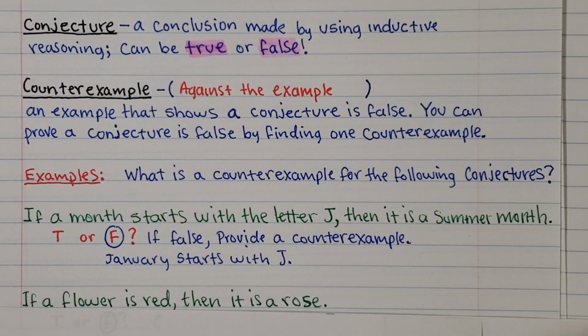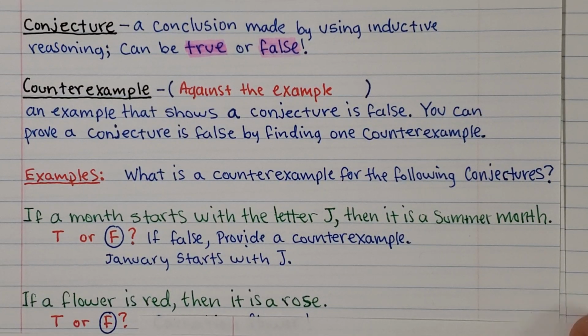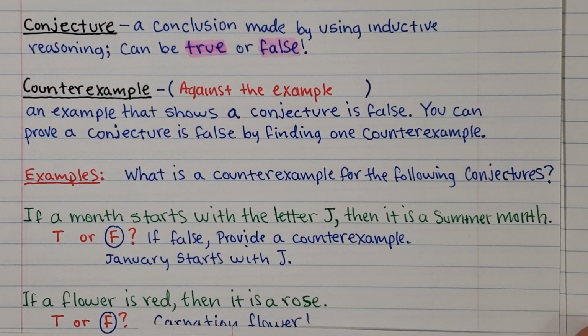Let's go on to the next example. It says, if a flower is red, then it is a rose. We just discussed something similar to this, which was apples. I just need to give you one counterexample to prove that this is a false conjecture. So I say it's false, and here is my counterexample: a carnation. There are red carnations. They're flowers, but they're not roses. You can also do tulips. You can do hibiscus. There are many flowers that are red and are not roses.